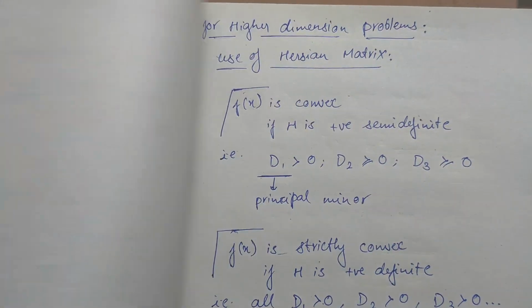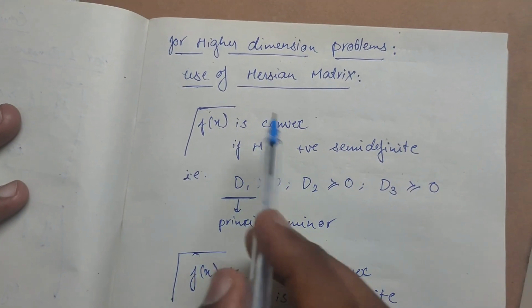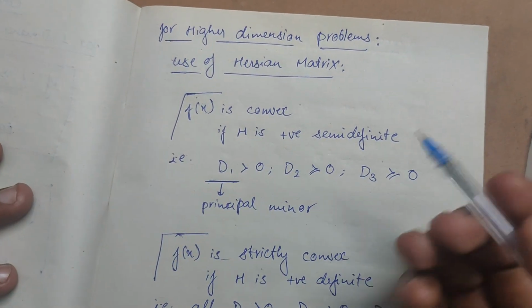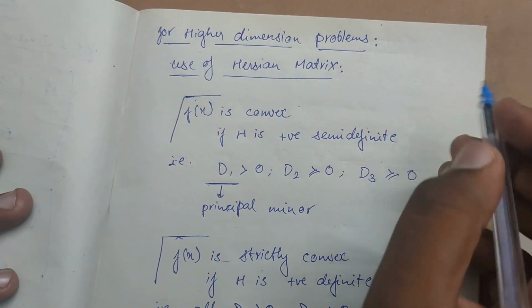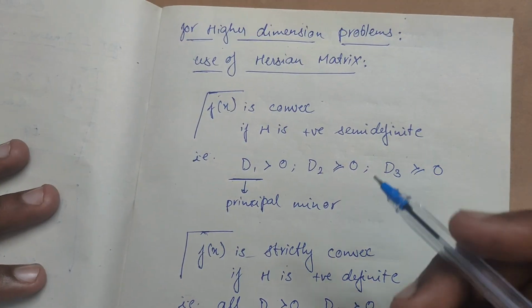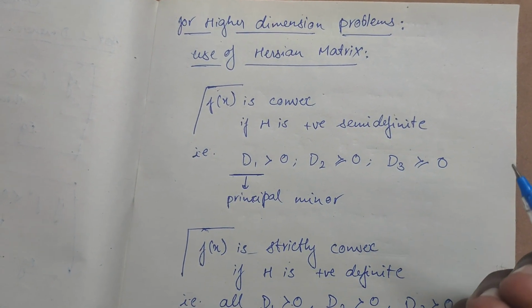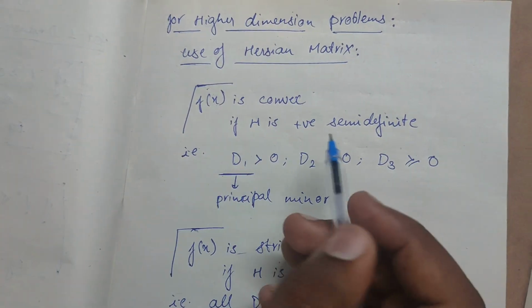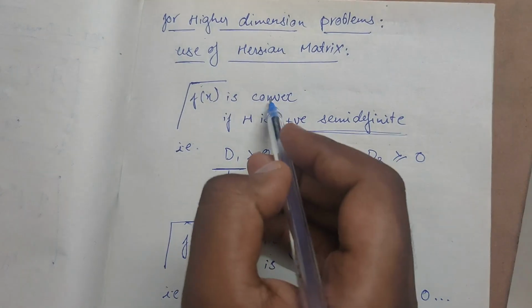Now the next is for higher differential problems. So this would be asked in our exam. Here what we do is we use the Hessian matrix. Okay, the Hessian matrix is nothing but a matrix, and in that matrix we have principal minors. Using them we prove that it is convex or strictly convex or concave or strictly concave or neither of them. So if a Hessian matrix is positive semi-definite, then it is convex.